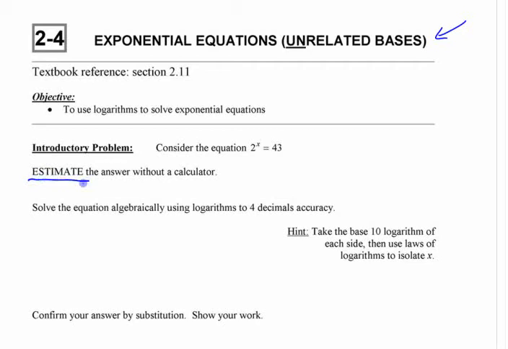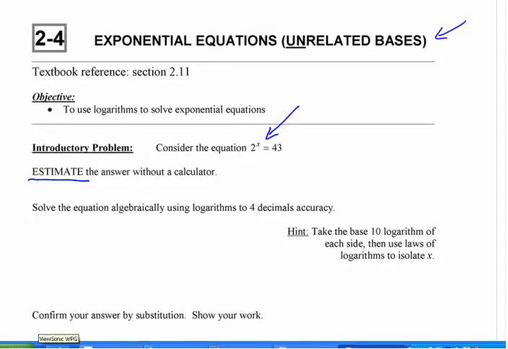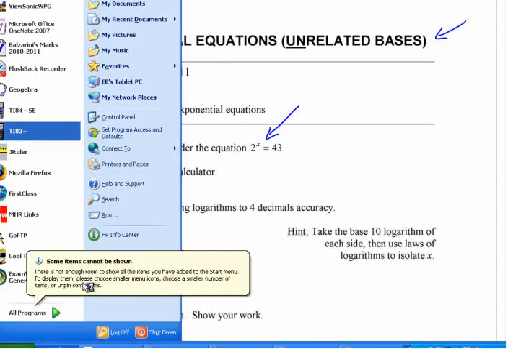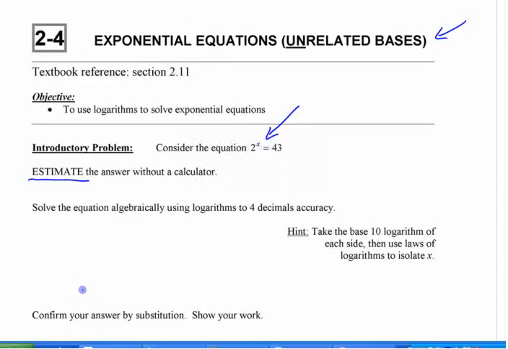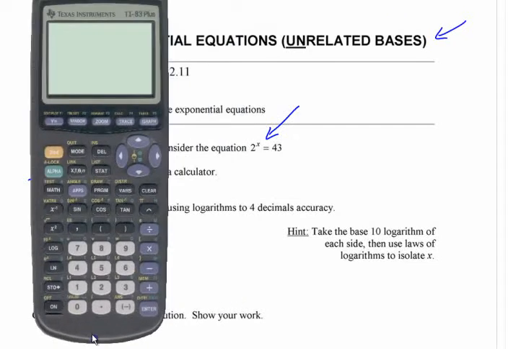I want you first, which would be a good skill to be able to do, to just take a guess at what you think that number would be. 2 to the power of, don't forget what you're doing here. If you're trying to solve this, take a guess. Any guesses? Let's get the calculator out and see how close we can guess. You play around with what you're looking for here. Somebody want to be brave and give me a guess here?